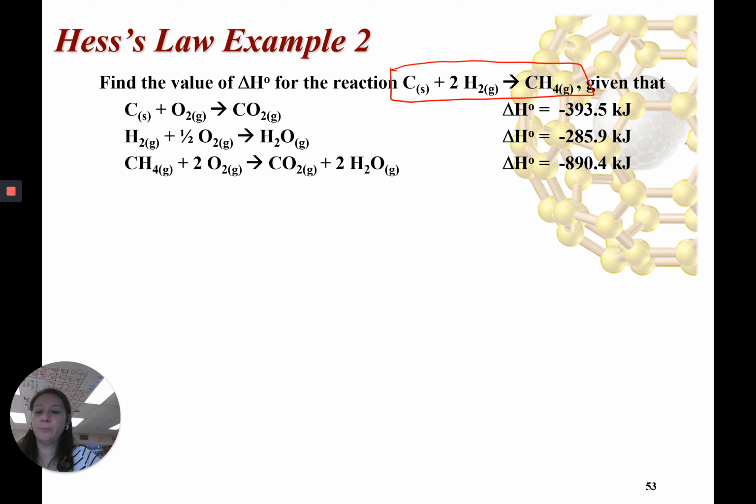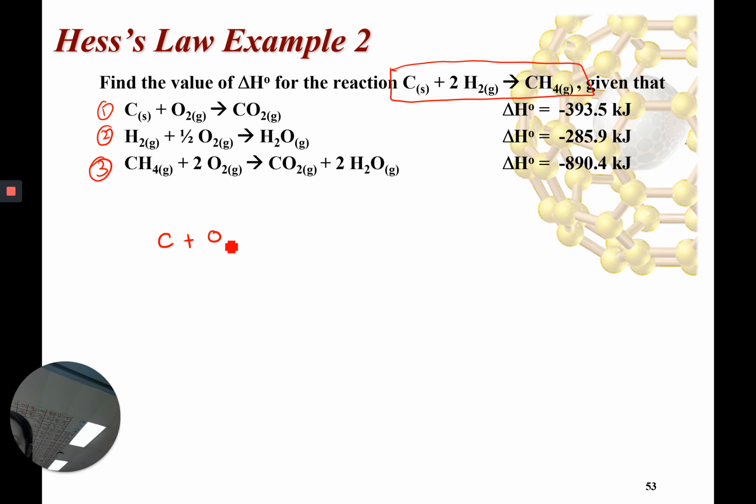It's delta H, the formation of CH4. So C plus 2H2 yields CH4. And here are 3 steps that we're given with their delta H's. So we're going to start with our first substance here, which is carbon. So I see that in equation 1. I check 2 things. Is it the correct side? Yes. Reactants and reactants. Is it the correct coefficient? Yes. 1 and 1. So no need to manipulate equation 1, you just rewrite it. And rewrite its delta H as well.